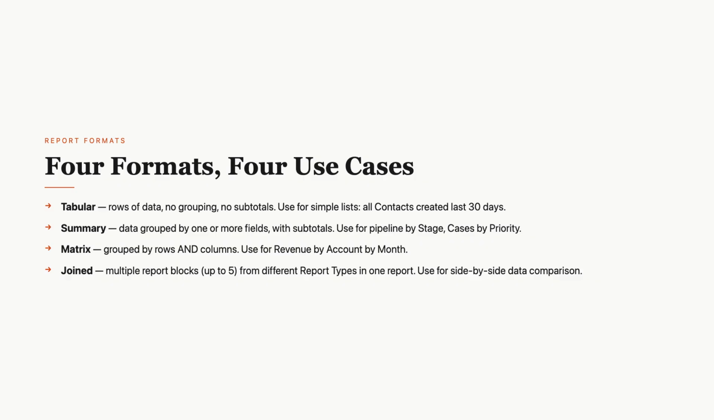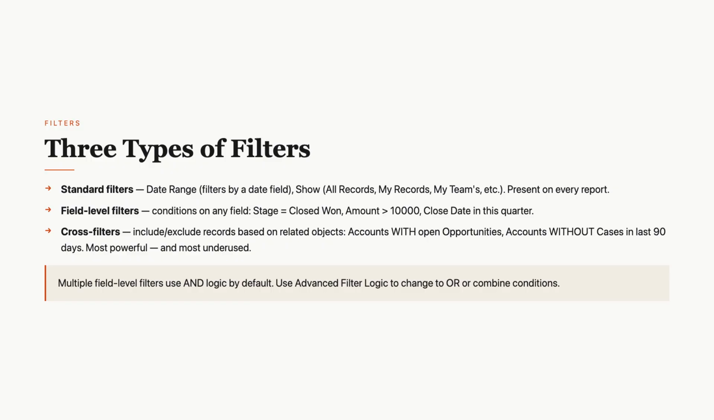Report formats. Tabular reports display data in rows with no grouping, like a spreadsheet. Useful for lists: all contacts created in the last 30 days, all open cases by priority. Summary reports group data by one or more fields and show subtotals. Group opportunities by stage and see the count and sum of amount at each stage. Matrix reports group data by both rows and columns. Revenue by account by month, for example. Powerful for cross-sectional analysis. Joined reports let you combine up to 5 report blocks, each from a different report type. Useful for side-by-side comparison of different datasets.